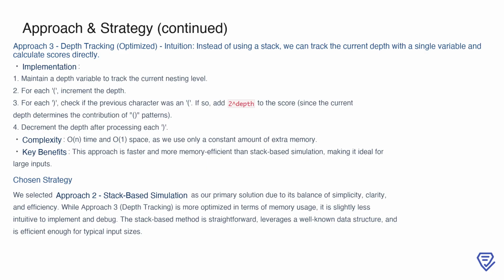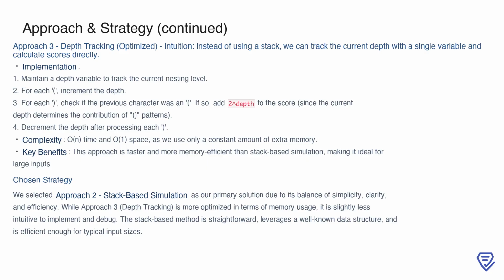Here's how it works: we maintain a depth variable, incrementing it for each opening parenthesis, and decrementing it for each closing one. When we encounter a closing parenthesis, we check whether the previous character was an opening parenthesis. If it was, we calculate the score for this innermost pair as 2 raised to the power of the current depth and add it to the total score. This is because the depth determines the contribution of each pair to the overall score.